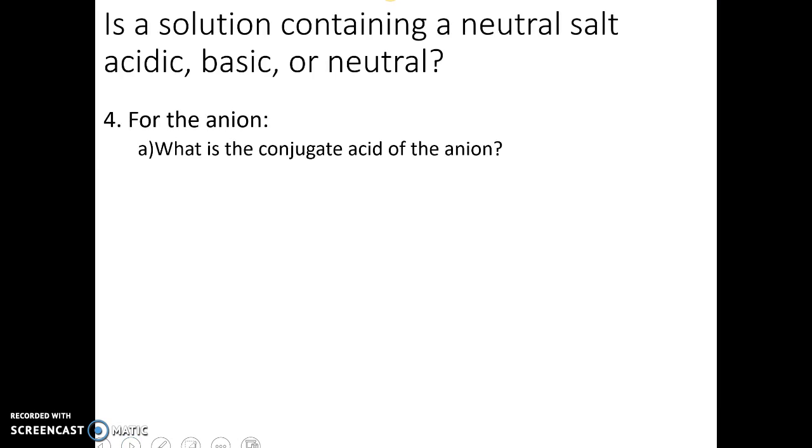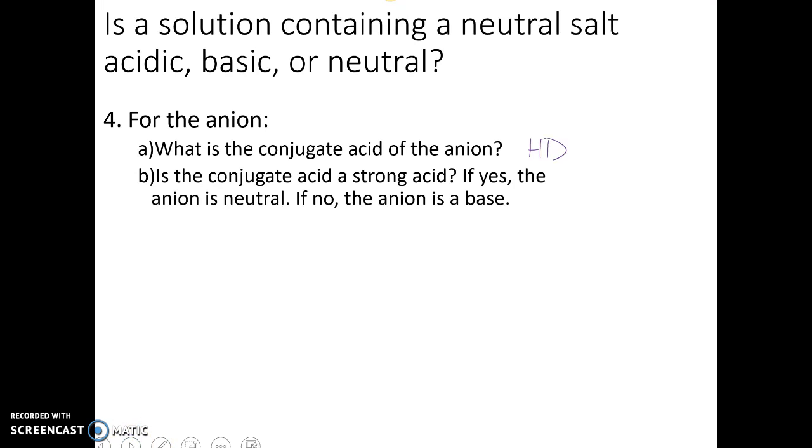So the first step, again, is to look at the conjugate acid of the anion, and that might look something like this, H+ plus D-. Again, from your memorized list of strong acids, you determine whether this conjugate acid is a strong acid. If it is a strong acid, then the anion is neutral. If the conjugate acid is a weak acid, then the anion is a base.